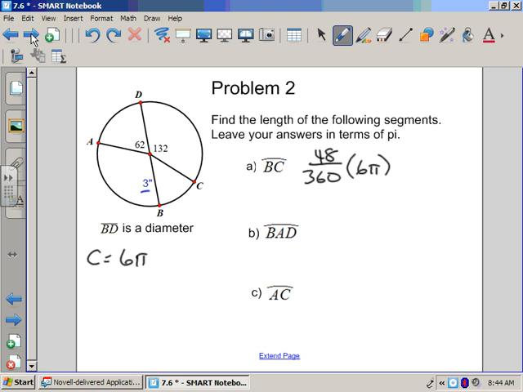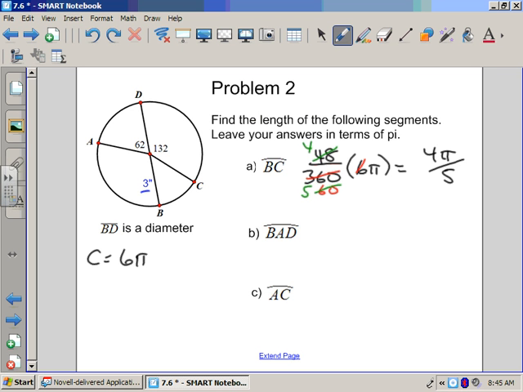Now I'm just going to do some simplifying. 6 goes into 360 60 times. And let's see, 12 goes into 48 4 times, and 12 goes into 60 5 times. And so my answer is going to be 4 pi over 5.